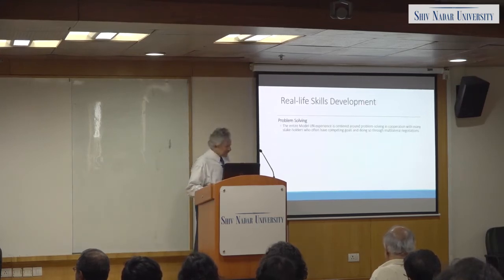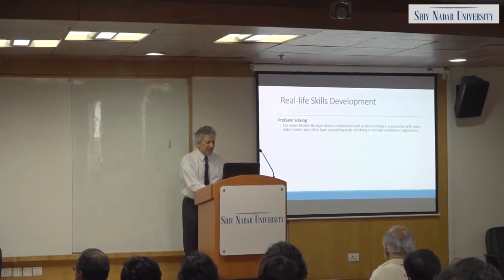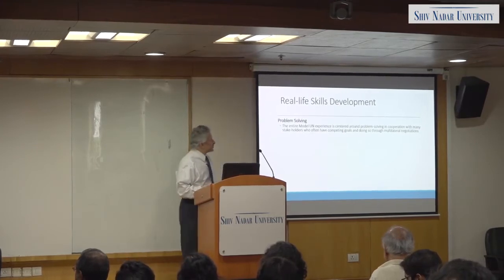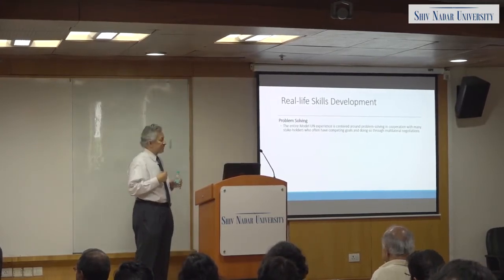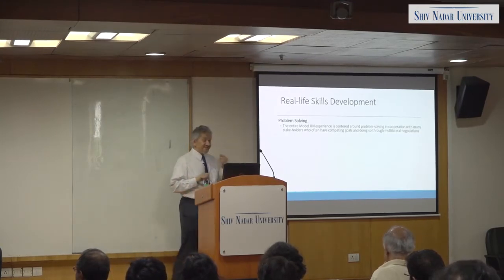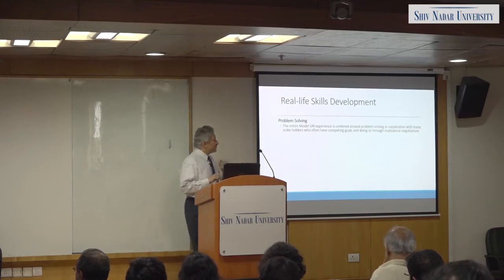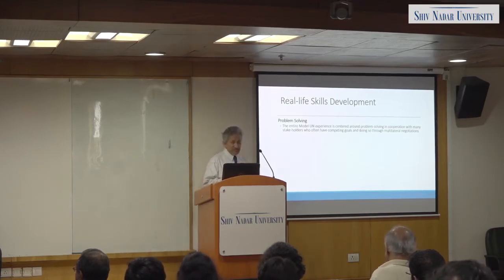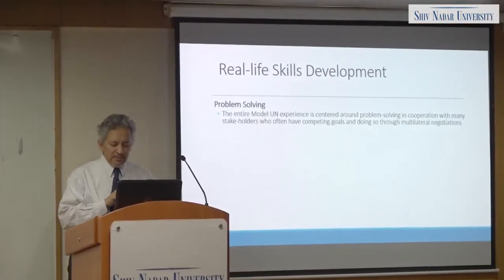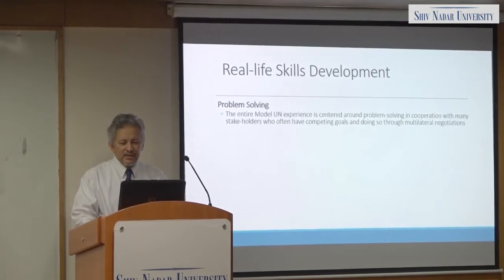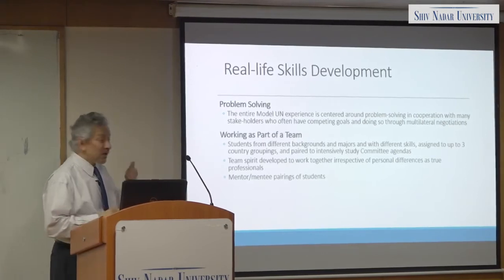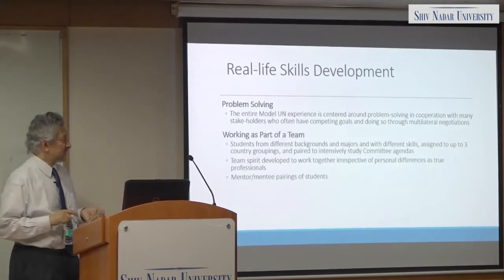So I'll just give you some other areas in which you develop skills. Problem solving. The entire Model UN experience is centered around problem solving, right? In cooperation with other stakeholders, who often have competing goals, and doing so in multilateral negotiations. That's a really important skill, to be able to approach something as a way of solving a problem or an issue that might exist. Working as part of a team. This is another very important aspect.